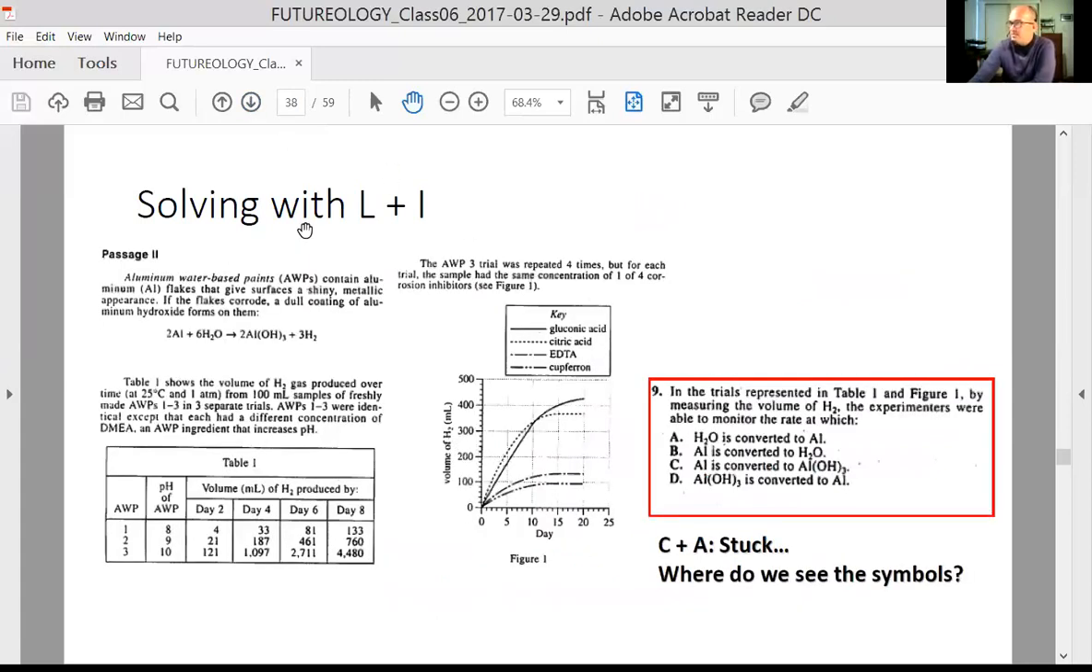Here's an example of solving with L plus I. This is passage 2 of the same overall science section. Passage 2 has a table. Looks like it's got days and AWP, whatever that means. And then there's also a figure, and the figure has a key, and it gives you these different lines for EDTA and gluconic acid and other things that we don't know how to pronounce, perhaps. Maybe that's cupferin. I don't know what that is.